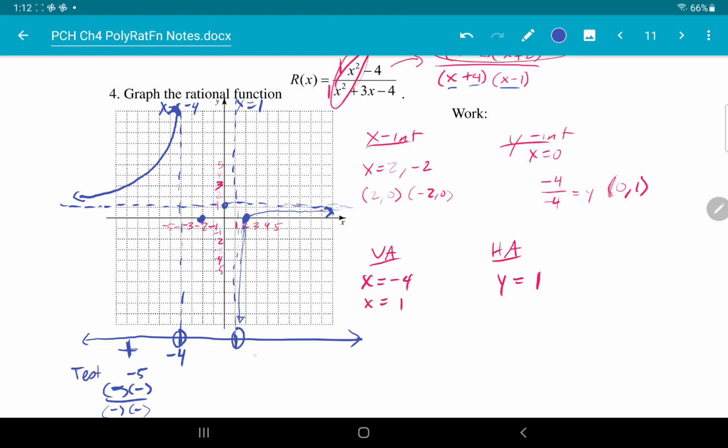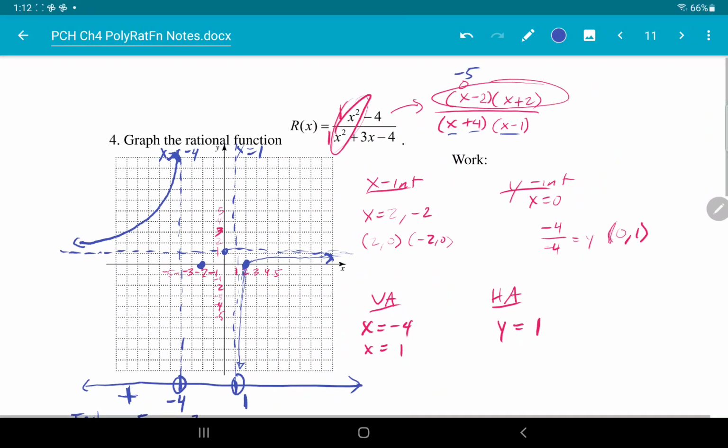We also have another vertical asymptote here at 1. So in between negative 4 and 1, let's just figure out what's going on here. Well, we do see that there's an x-intercept at negative 2, 0. Let's just see what's happening as we test a value like negative 3.